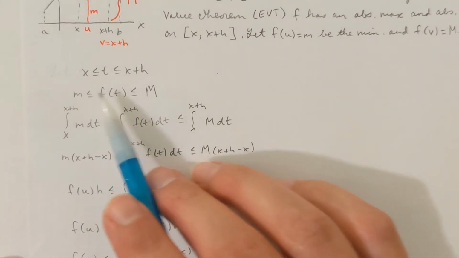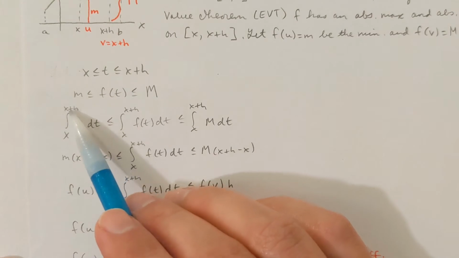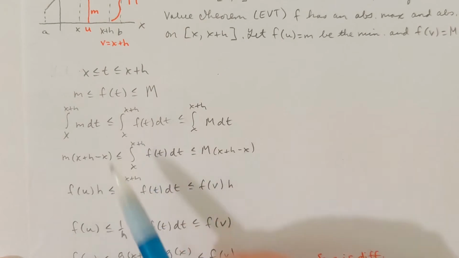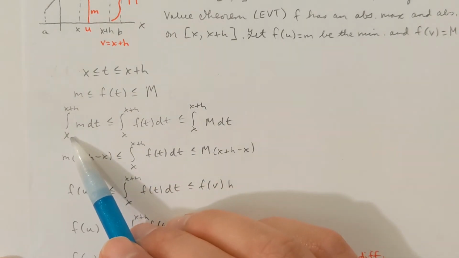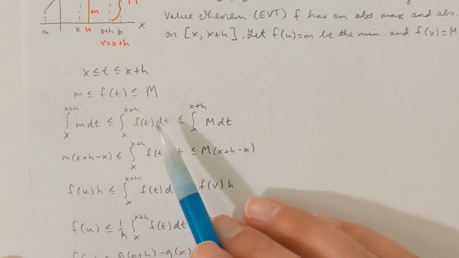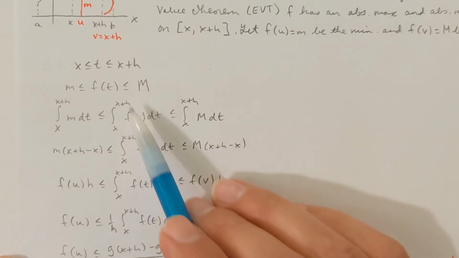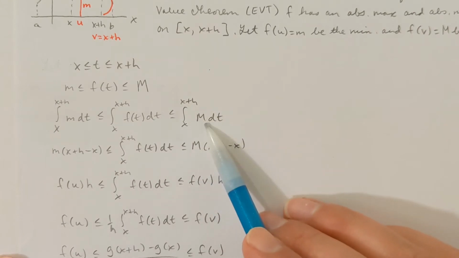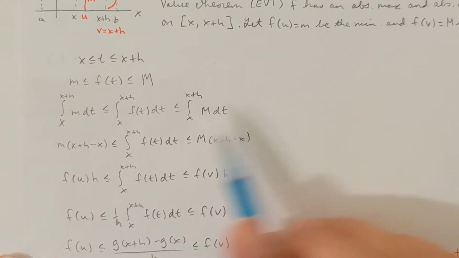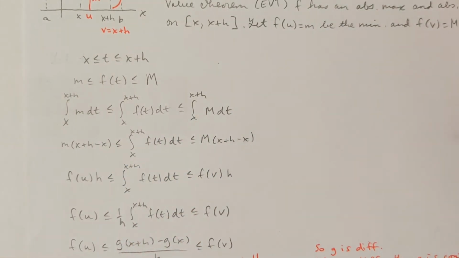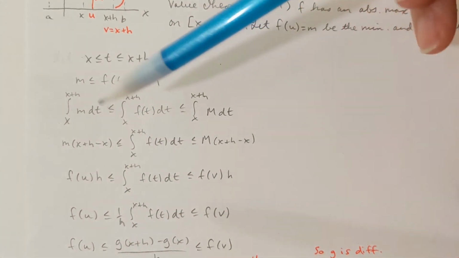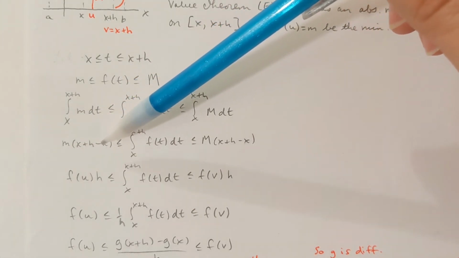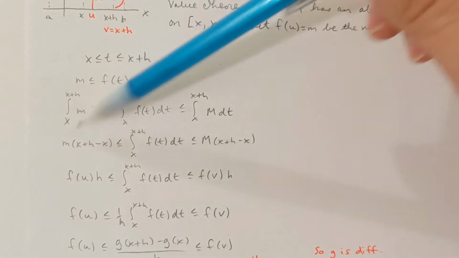Now, the next thing with this three-part inequality here, I'm going to go ahead and integrate throughout all three parts with respect to t. Okay, so I got the integral going from x to x plus h of little m dt less than or equal to the integral going from x to x plus h of f of t dt less than or equal to the integral going from x to x plus h of capital M dt. Now, little m and capital M are constants. When you integrate a constant, you're just taking the constant times the upper bound minus the lower bound. Okay, so that's what I'm doing here.